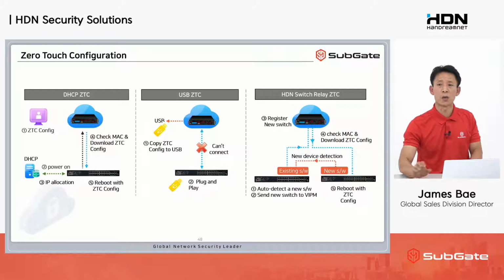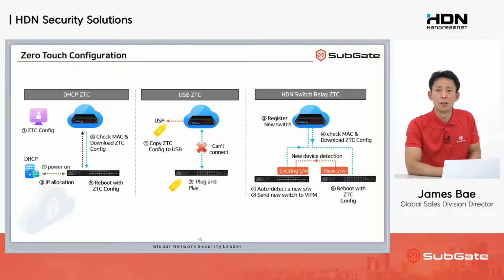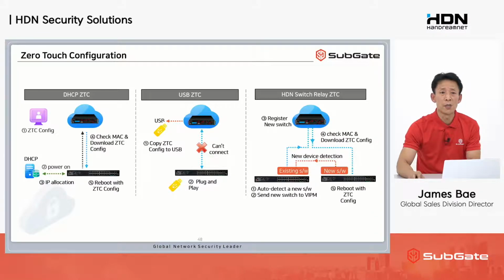Geotouch configuration. What is the meaning of Geotouch? It means you do not need to configure whenever you add a new device into the network. Using GTC, you can easily add a new device into the existing network. Let's talk about cloud-based management functions: DHCP Geotouch configuration, USB Geotouch configuration, HDN switch relay Geotouch configuration. If we make a Geotouch configuration template and register the switch in VIPM in advance, then you are ready to use Geotouch configuration based on the situation.